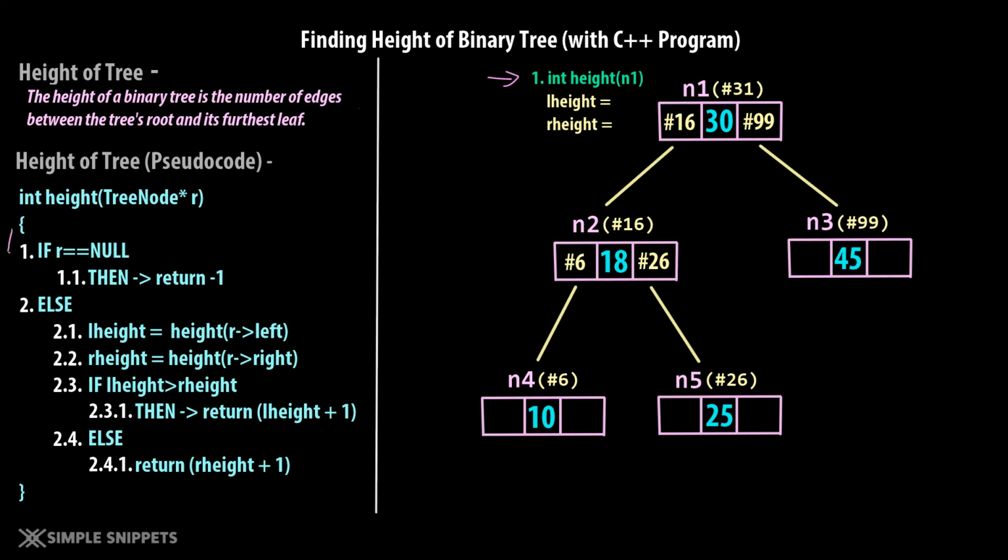And now let's start with the dry running with the pseudocode. So starting off with step 1, we first check if r equals null, then return -1. So this is where the exit condition is.